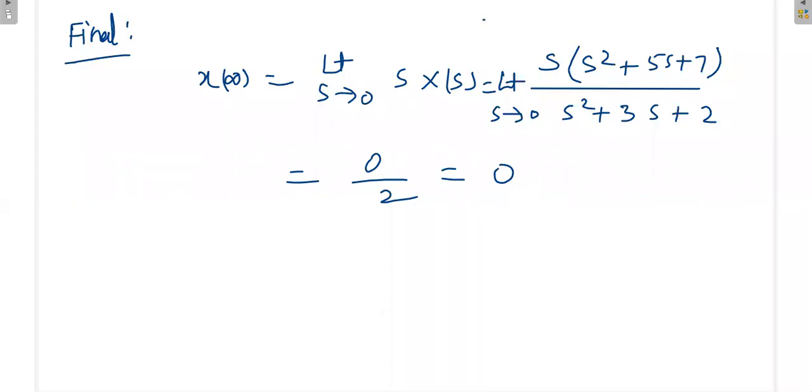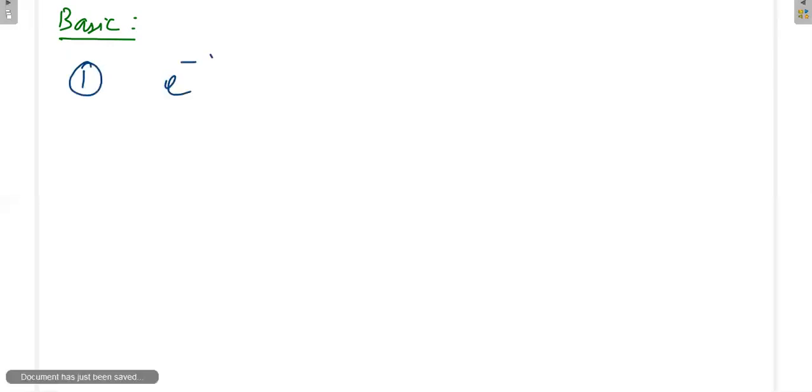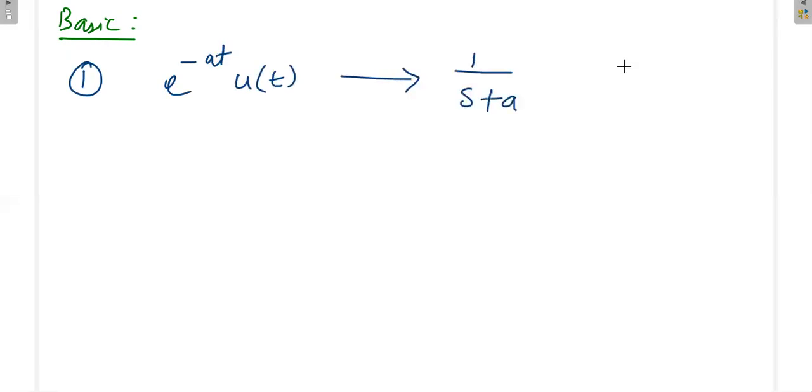Next, we'll see some more problems for Laplace transform. For Laplace transform problems, there are four basic formulas. That means we should know the Laplace transform of four basic signals, because only then can we find the inverse Laplace transform for any signal. We have already calculated e^(-at)u(t). The Laplace transform is 1/(s+a). The ROC is sigma greater than minus a because this is a right-sided signal; the pole is s equal to minus a.